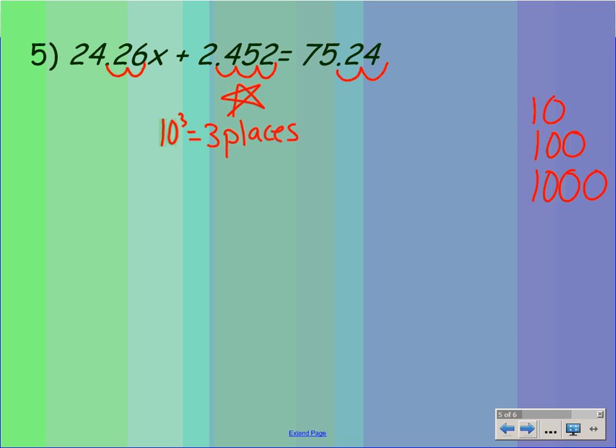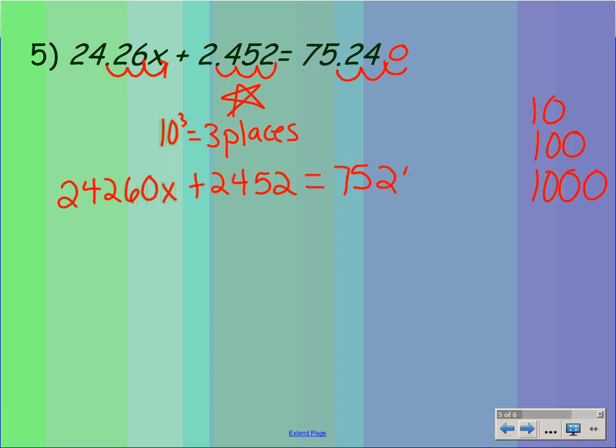So with 24.26, I'd have to move it 1 more place, making it 24,260. Don't forget the X. We already know that that's going to be our whole number because it was the winner, it's the boss, it's the one that made me move it the most amount of places. And then the last one, I have to add 1 more, so that would be 75,240. So in other words, we multiplied by 1,000 on both sides. Here's a good way to show your work. Big parentheses. We chose to multiply by 1,000 on the left. We chose to multiply by 1,000 on the right. Going back to the original number.